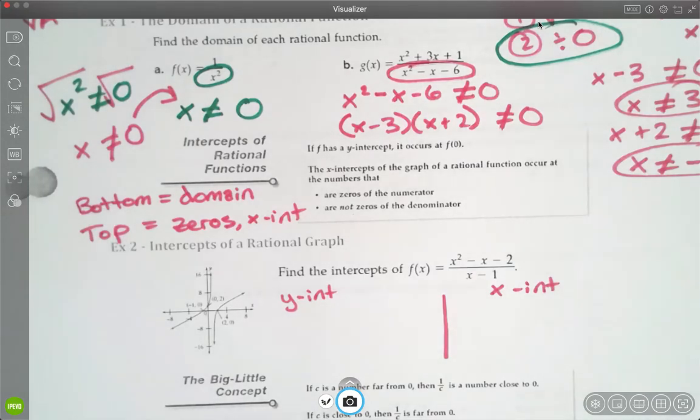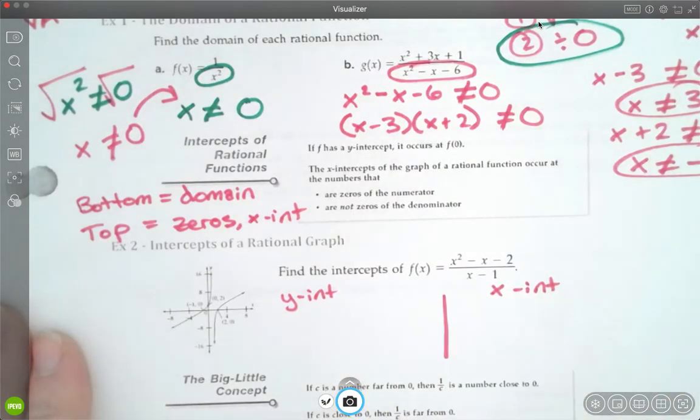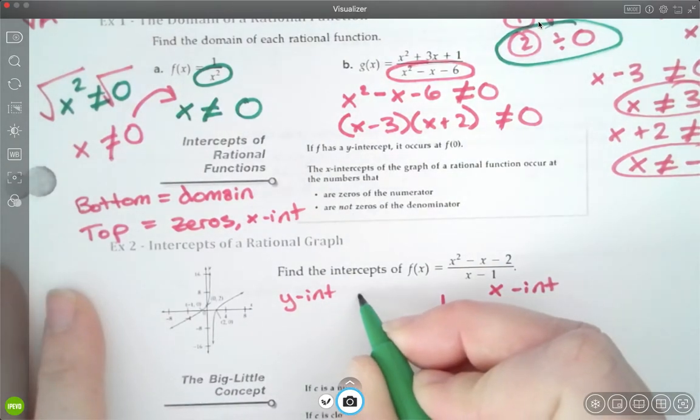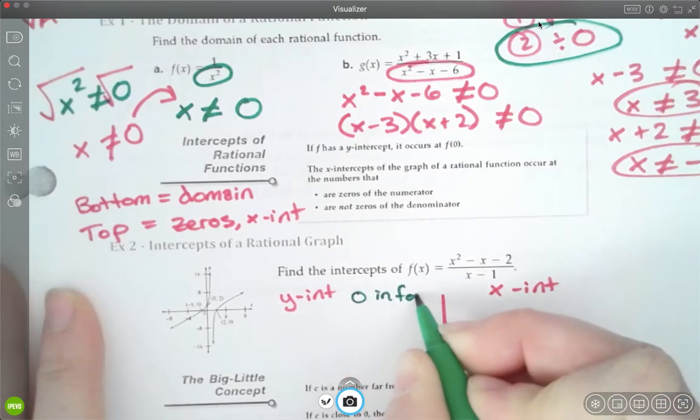Wait, so we're just worried about the top right now? Kind of. Well, I'll show you why we don't care about the bottom. I'll show you why. Okay? So when we're dealing with the y-intercepts, we plug 0 in for x. I'm going to do that for this problem.